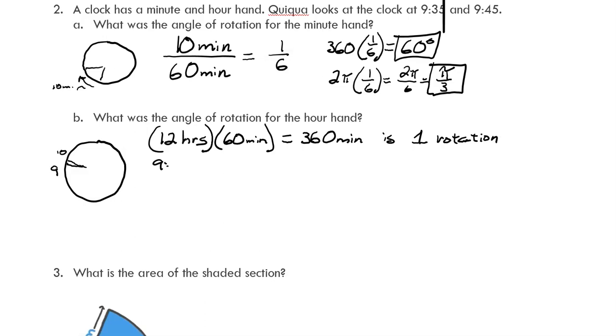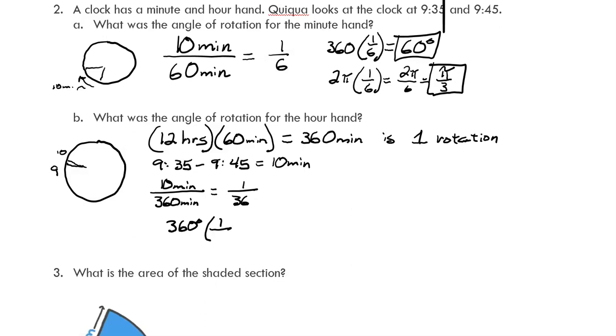From 9:35 to 9:45, 10 minutes have gone by. So 10 minutes out of one rotation, which is 720 minutes in a 12-hour rotation, is equal to 1/72 of the circle. But we have 360 degrees in a circle, and 1/72 of that is 5 degrees. So it has rotated 5 degrees.